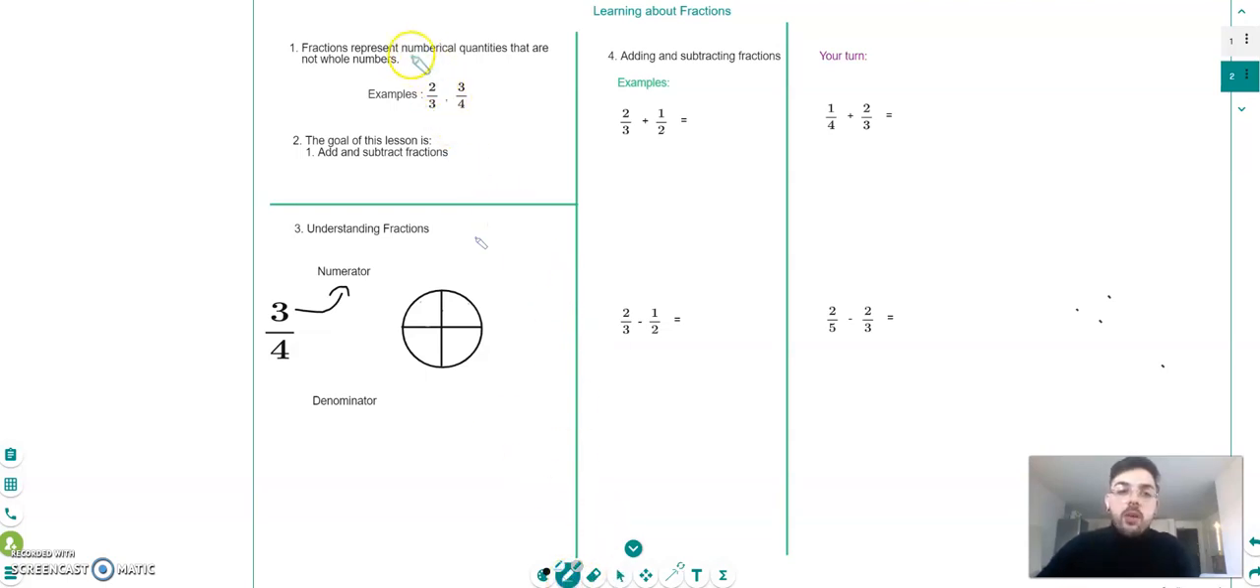Fractions represent numerical quantities that are not whole numbers. An example of this is 2/3 and 3/4. The goal of this lesson is to learn how to add and subtract fractions.